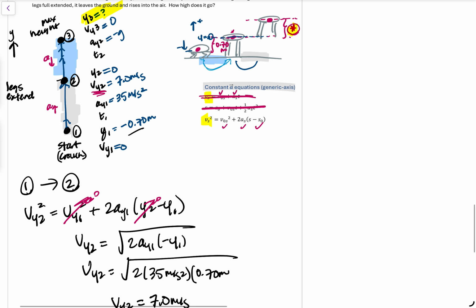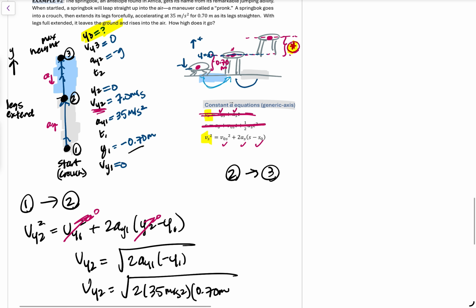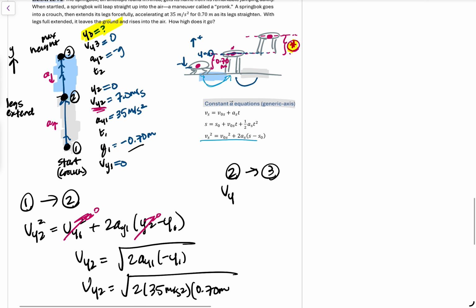So now I can go back to interval 2 to 3. So I'll just highlight, we're going 2 to 3 now. And we said, I think, which equation were we going to use? We were going to use that last equation here. So I'm going to do, we have vy3 squared is vy2 squared plus 2ay2 times y3 minus y2. Okay, so in here are vy3.